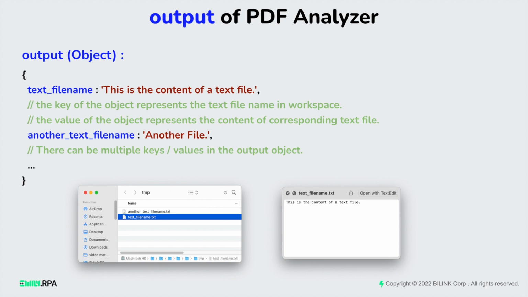Take the output in the screen as an example. The first key, text_filename, in the output object represents the output of a text file named text_filename.txt, and the value corresponding to the key is the content of the text file. If there is more than one key value in the output object, Emily will output more than one text file. So after Emily outputs according to the variable output, it will output two text files like the picture below.